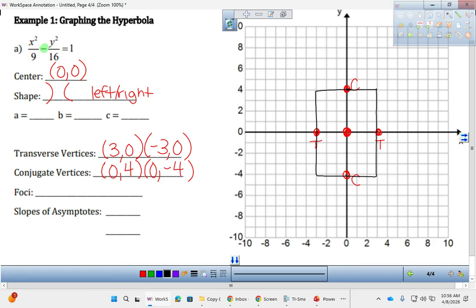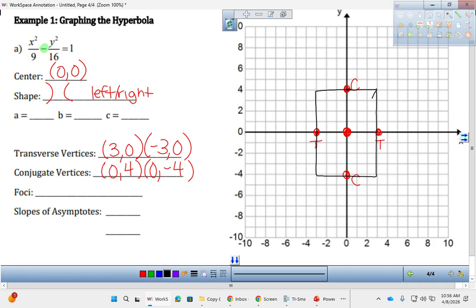I'm doing it in a different color because the black box is not part of the actual graph. I'm just using it to help me get there, all right? Now, from here, you know how when we make an asymptote, we do dotted lines? I'm going to create the asymptotes. The asymptotes go diagonally through the middle. So I'm going to create the asymptotes from this box. I'm going to do a dashed line.